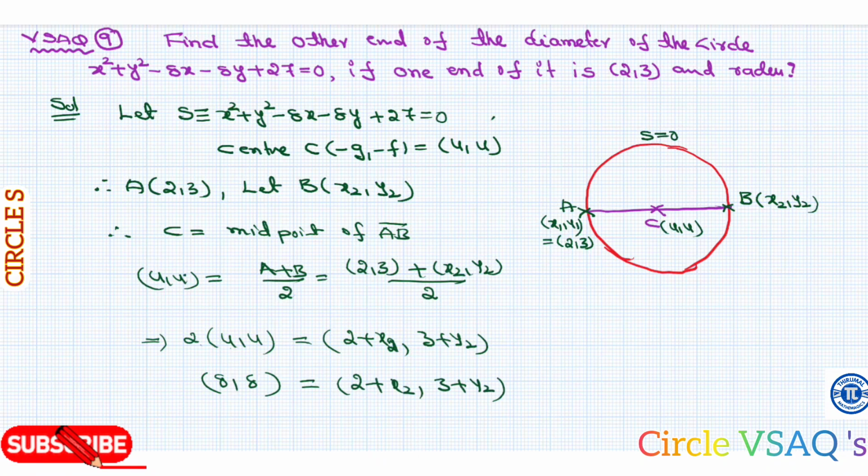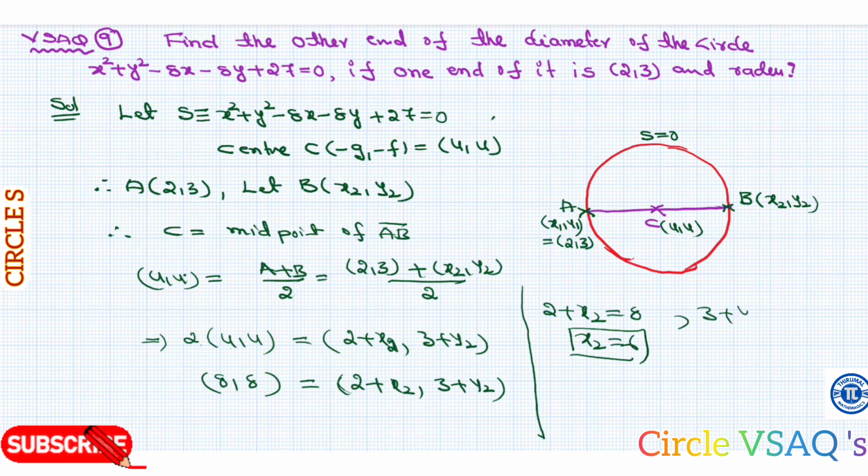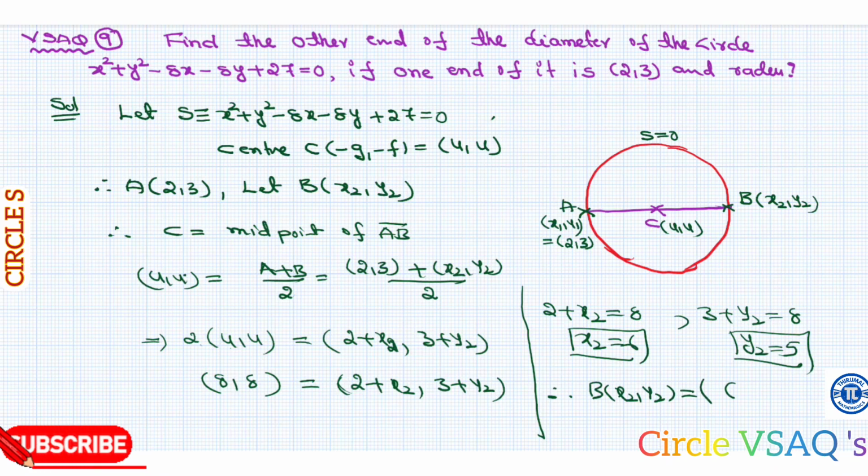Now equating the x and y coordinates on both sides, we get 2 + x2 = 8, then x2 = 6, since 8 − 2 is 6. And next, 3 + y2 = 8, so y2 = 5, since 8 − 3 is 5. Now the other end of the diameter B (x2, y2) is (6, 5).